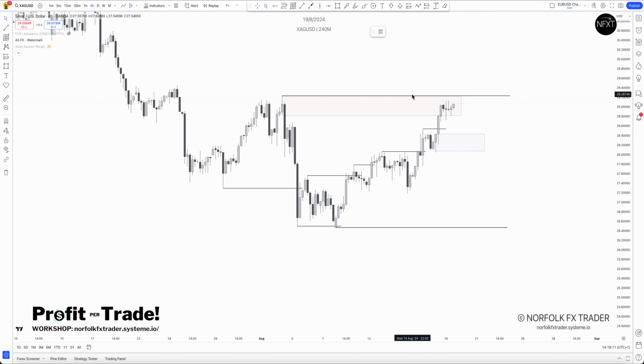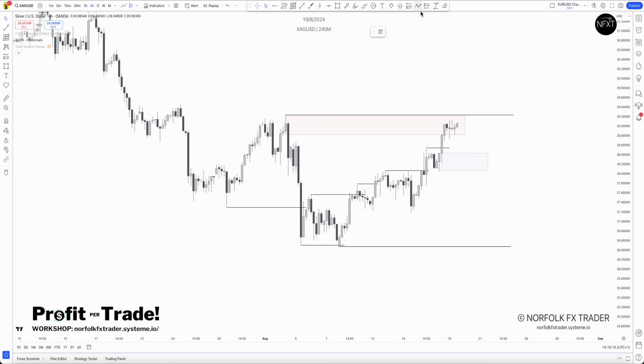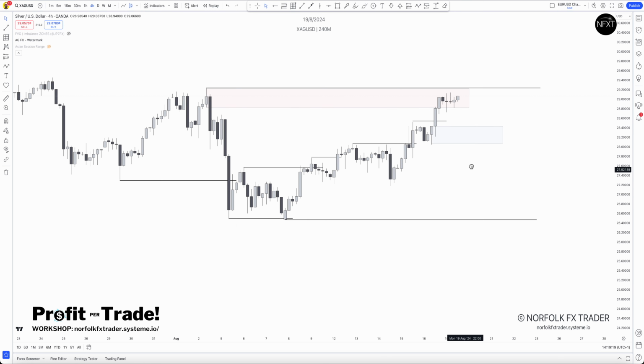So again, look, we're inside supply. We could see a drop, yeah, back into this demand and then a push out. We could still see this happen. What about our order flow?